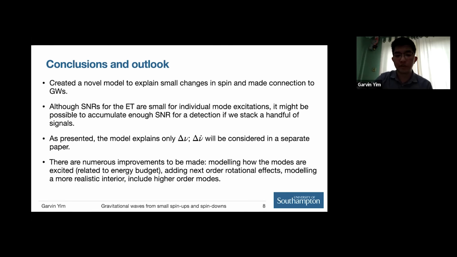And there are numerous improvements to be made, such as modeling how the modes are excited, adding higher order rotational effects, modeling a more realistic interior, and also including the effects of higher order modes. Thank you for listening.